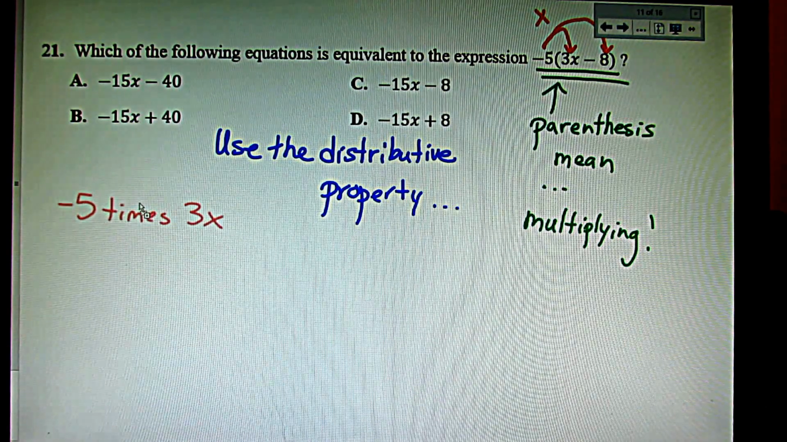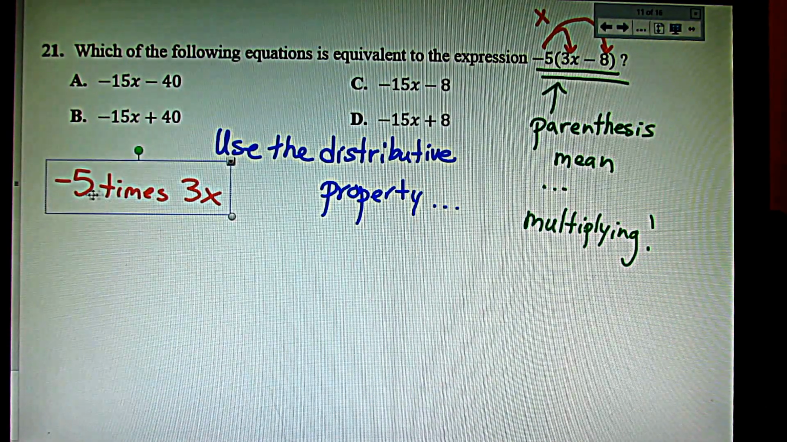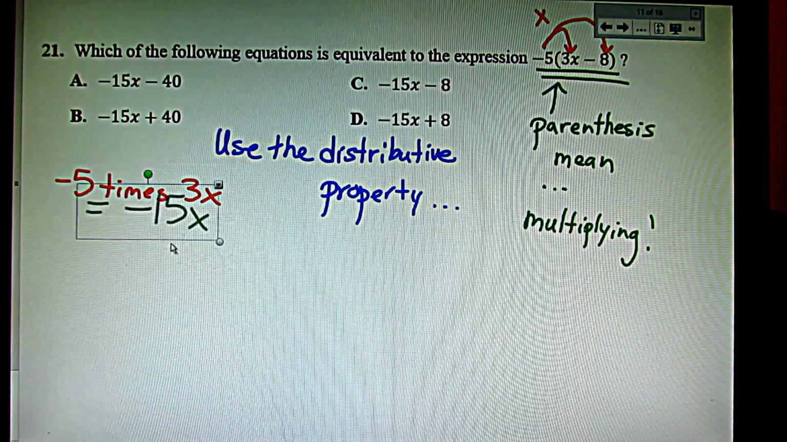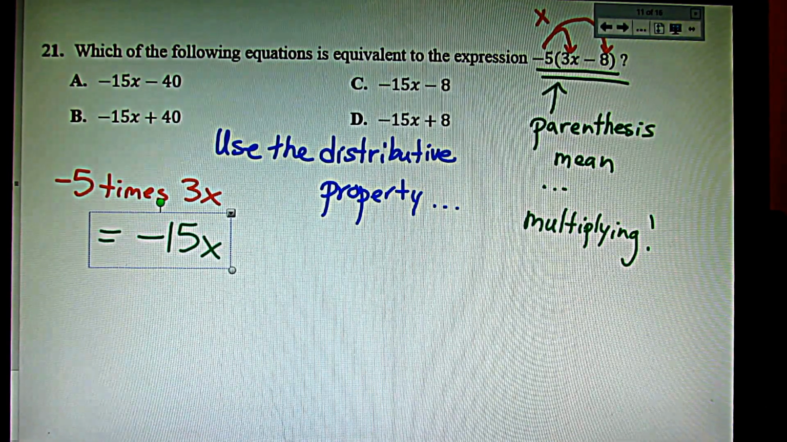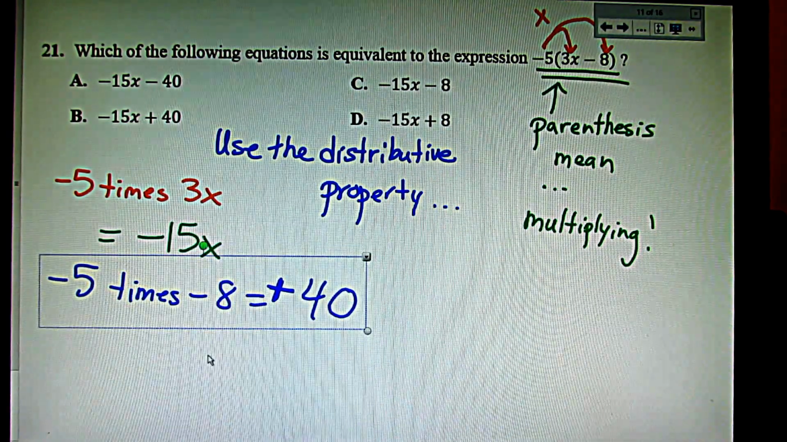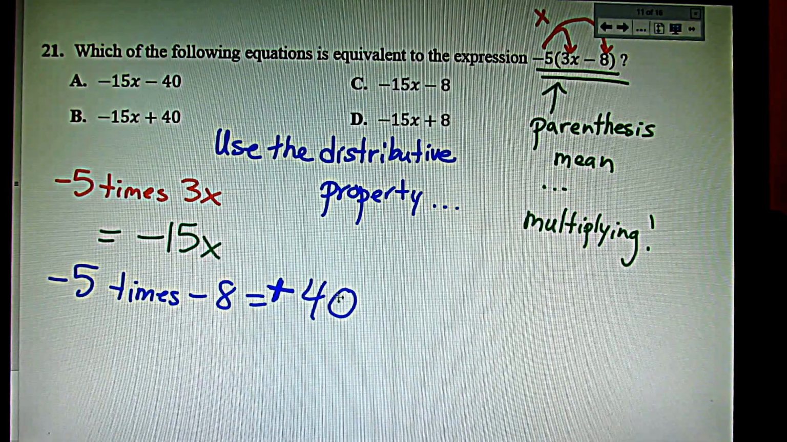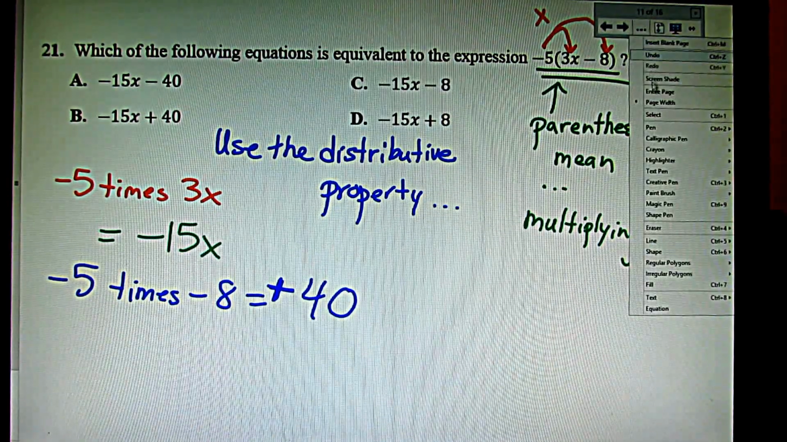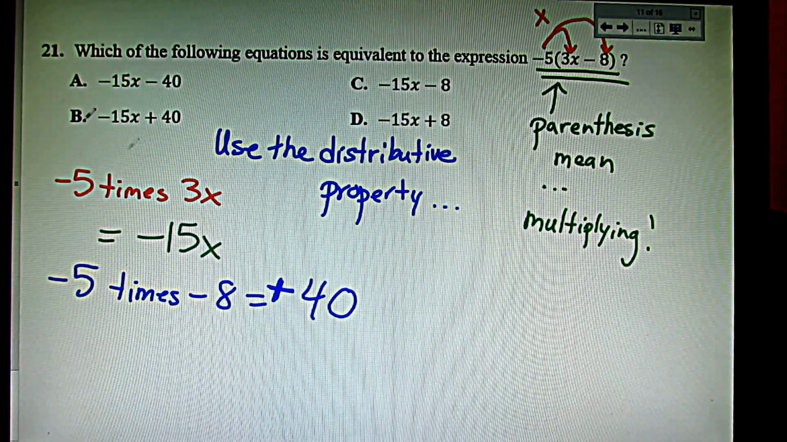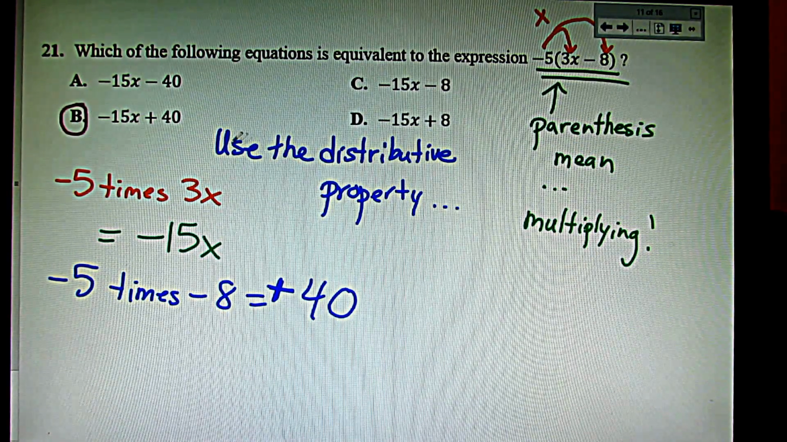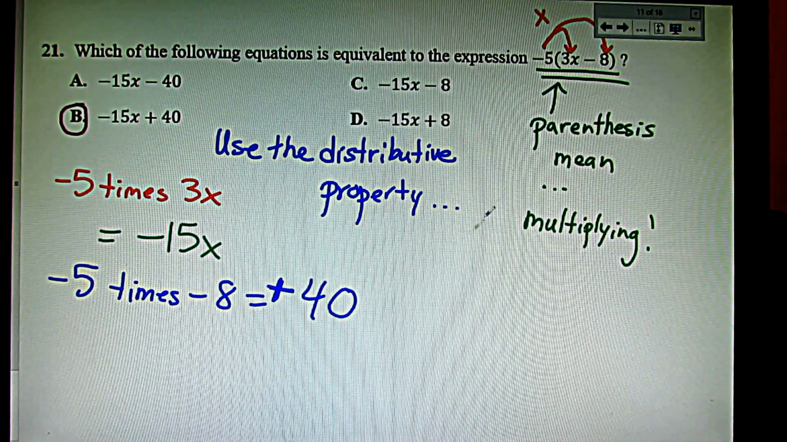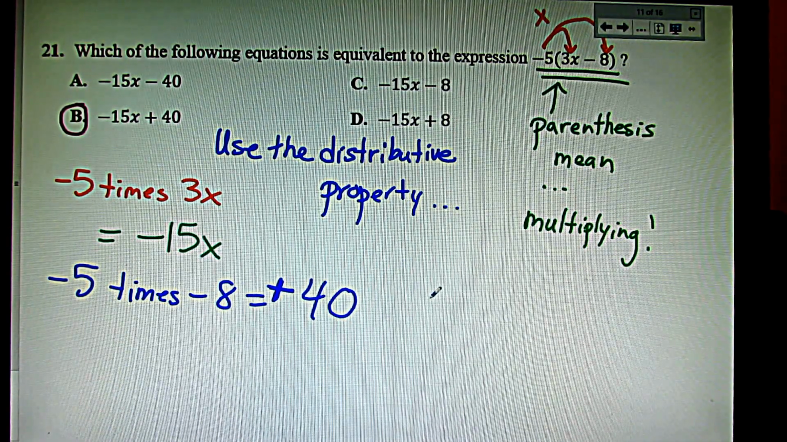I'm doing negative 5 times 3x. And that's going to get me negative 15x. And then I have to do negative 5 times negative 8. And that's going to get me a positive 40. My final answer is going to be a combination of those two answers. Negative 15x plus 40. Choice B. Again, make sure everything's written down on your paper.